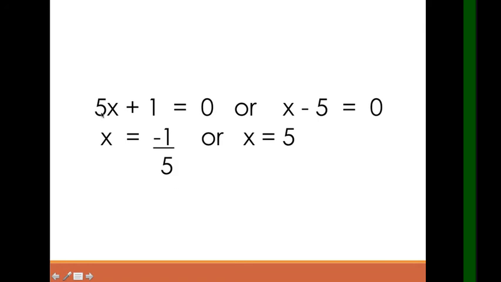Alright, so we have this one. We have the factors 5x plus 1 and x minus 5. So we will transpose 1, and it will become negative 1. So, okay, bigyan natin siya ng magandang solution sa taas. So, we have 5x plus 1 equals 0. Alright. So, ililipat natin ito. So, it will become 5x equals negative 1.